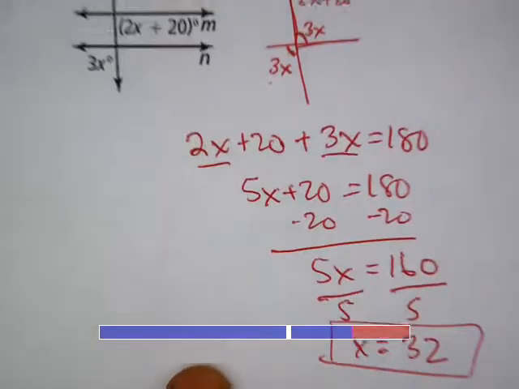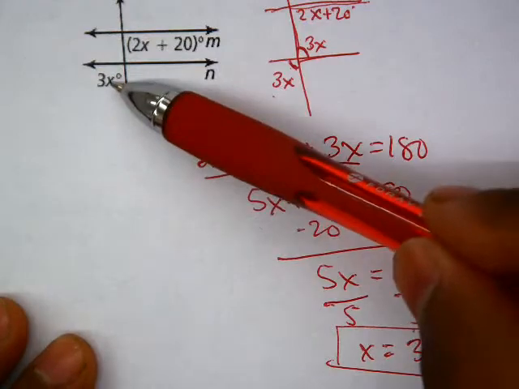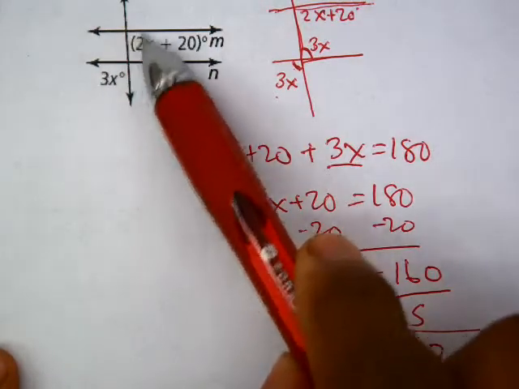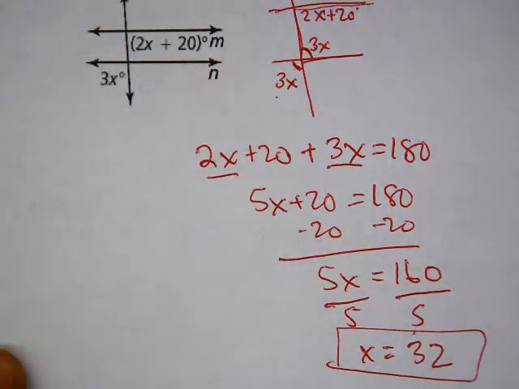So if x is equal to 32, that would make this equal to 96. That would make this one equal to 84. Same side interior angles would be supplementary, making my lines parallel.